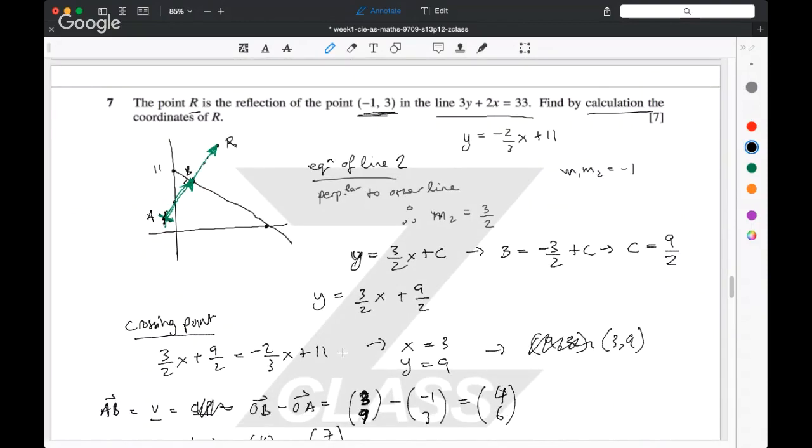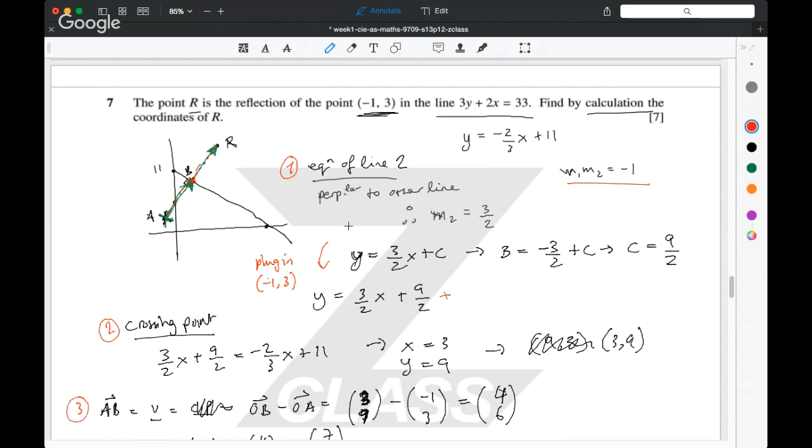Okay, now I hope that was clear to everyone. This was our first task, to work out this line. And we used the fact that the product of the gradients would be -1, and then we plugged in the point -1, 3. And that gave us the equation. And then we found the crossing point. And then we worked out this vector.